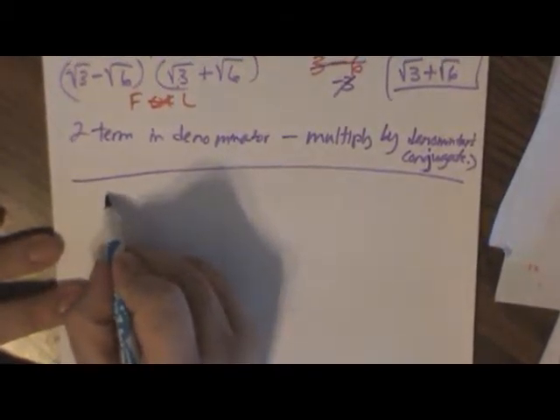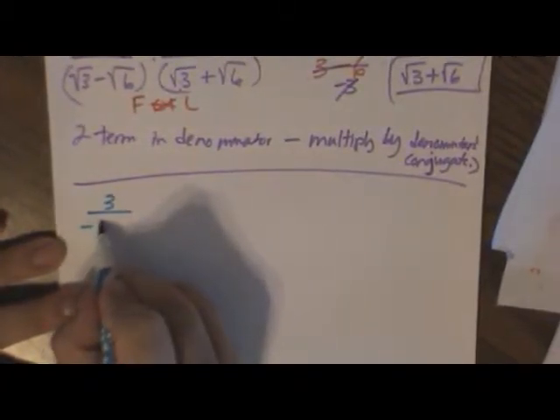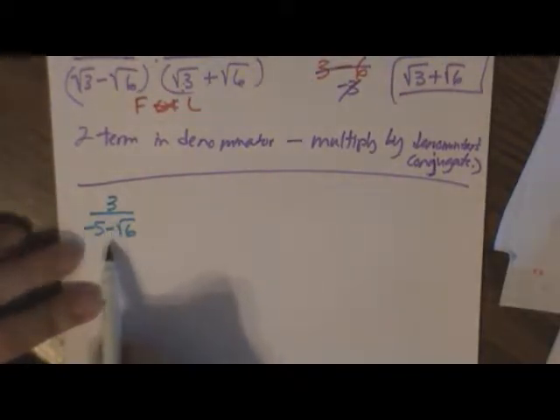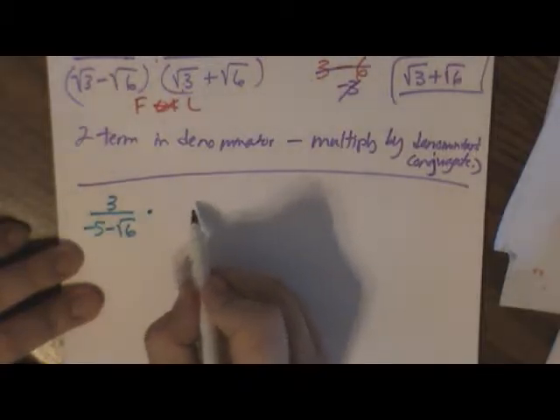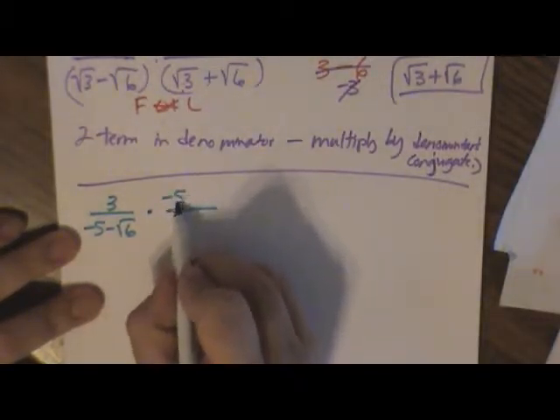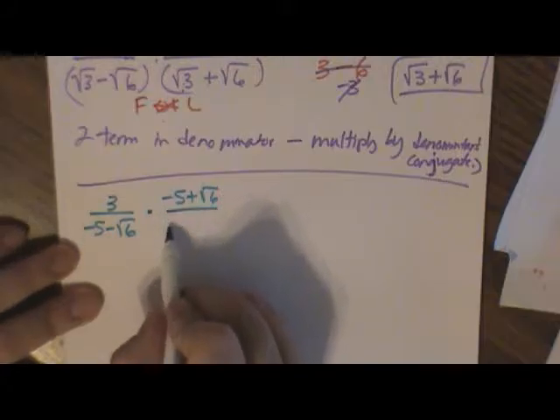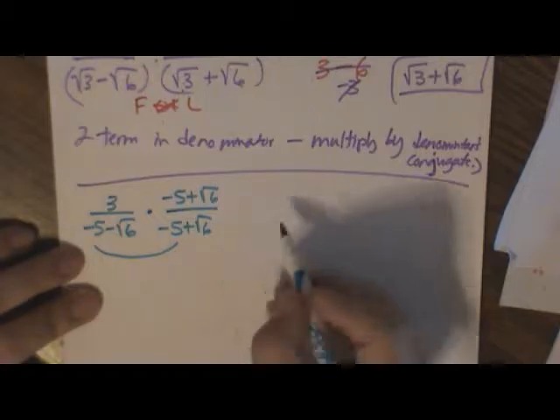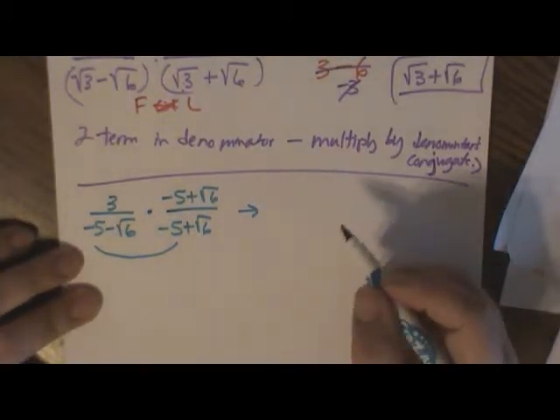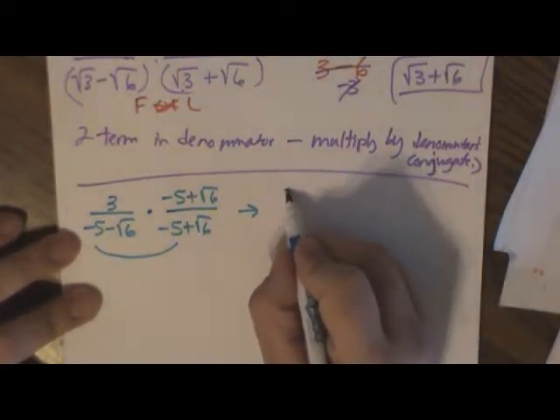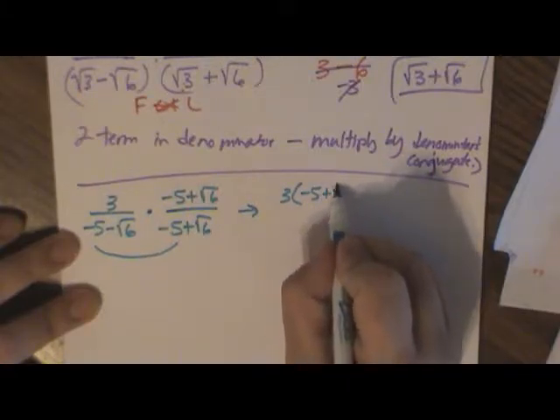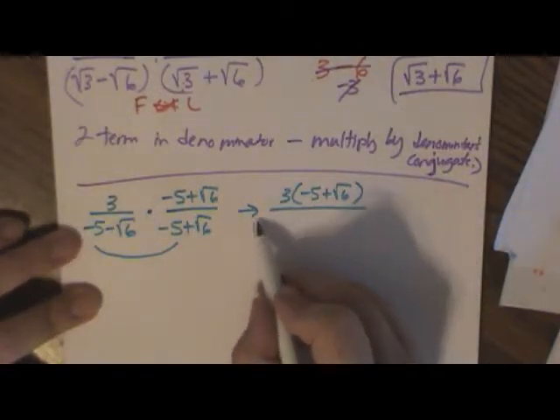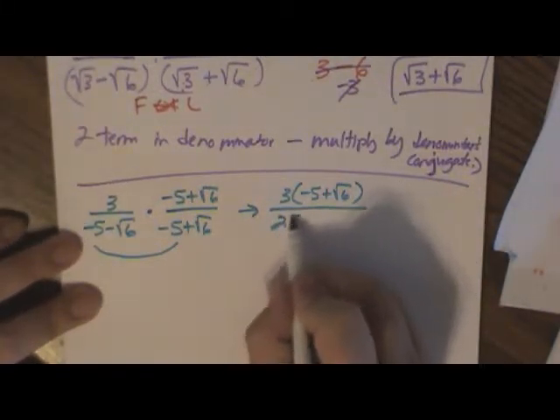We've got 3 over -5 minus the square root of 6. So we want to multiply this by the conjugate of the bottom. So we're going to have -5 plus the square root of 6 times -5 plus the square root of 6. So first times first gives us, we're going to leave the top factored. Negative times negative is a positive. 5 times 5 is 25.